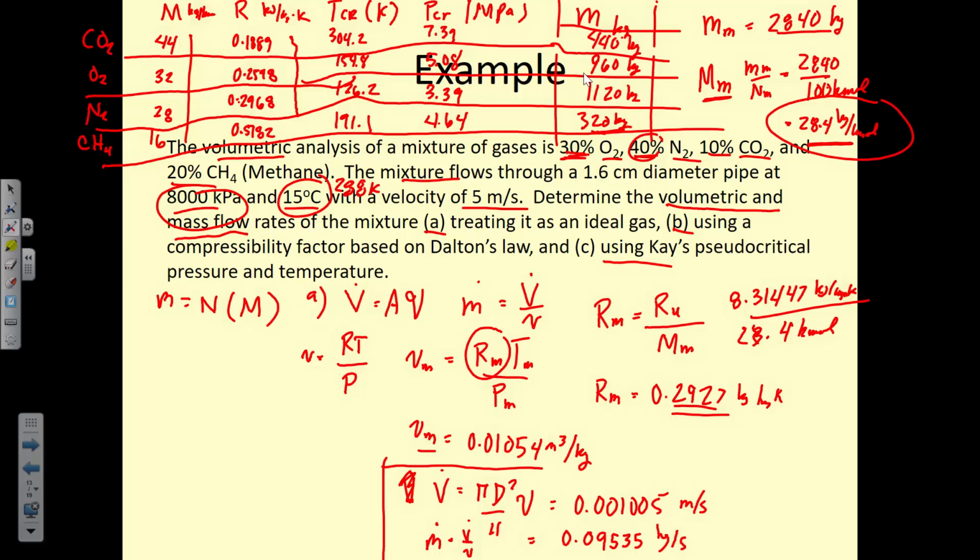Okay, so treating it as an ideal gas, we found the volumetric flow rate, which actually won't change at all for any of the cases, and the mass flow rate.